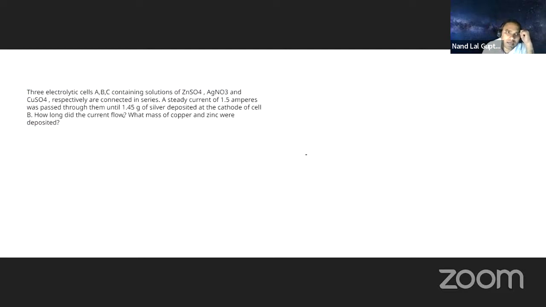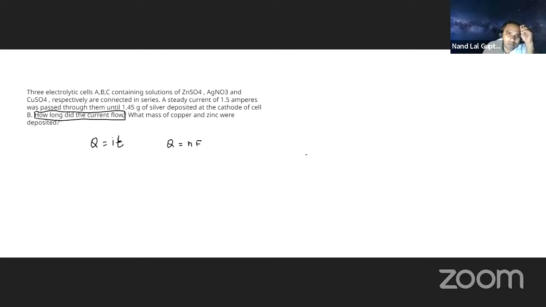So here they are saying, how long did the current flow? They are talking about the time, right? And for the time, we can use Q is equal to IT. Q is equal to IT. Now we should know the charge, then only we can use this one. So how do we find the charge? Q is equal to NF.